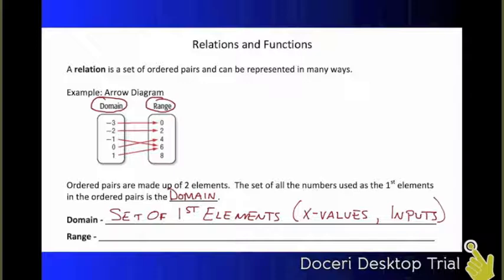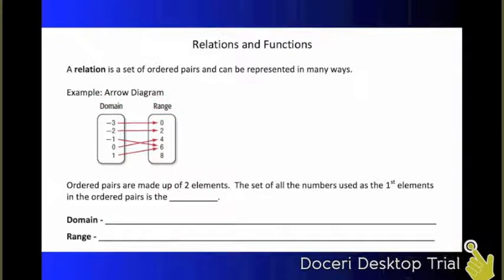The range, on the other hand, is the set of second values, or second elements. And in parentheses there, I want you to put the y values, or outputs. And again, that'll become a little more clear later in the chapter.